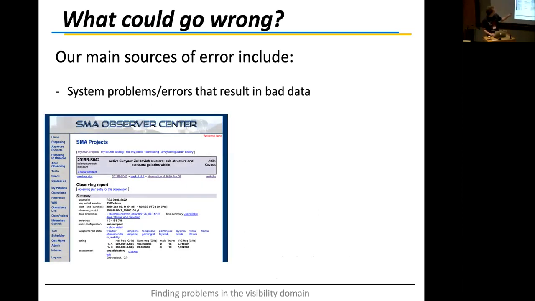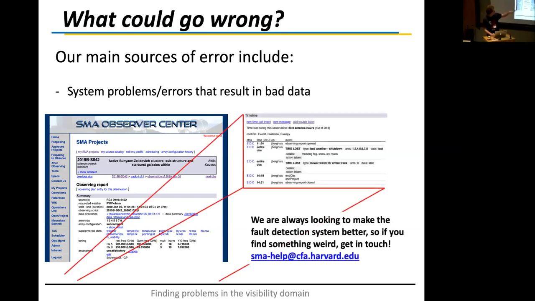So before I go any further, I will say for this first top part, we actually do have an automated fault detection system. We work pretty hard to try to detect that information. Those of you who have observed with the SMA before may have seen this page before. These are observing reports. And inside the online recording system, we typically record when things go wrong. We keep a log of when things are on or off, why there was time lost. We're always looking to improve this piece of the system.